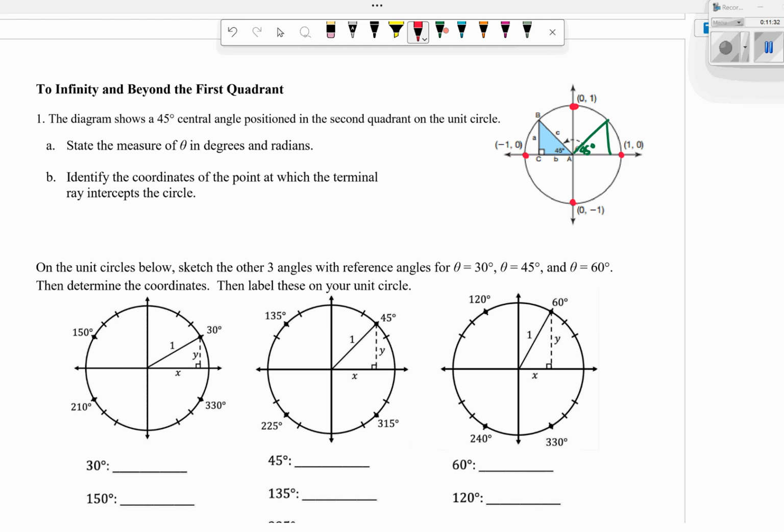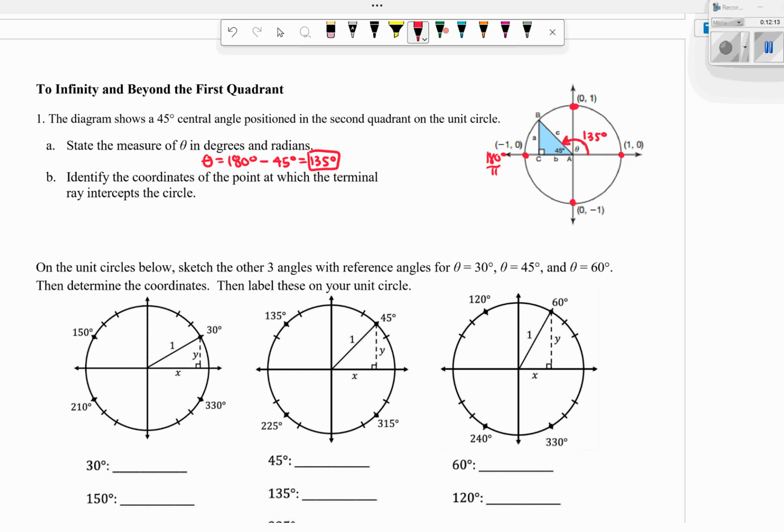first of all. So if we want to figure out what that measure is from the x-axis all the way to here, we're looking for that standard angle. Well, if the reference angle is 45 degrees, we can just take 180 degrees, because remember that's right here, or if it's in radians, it would be pi. So theta equals 180 degrees minus that reference angle, which gives us 135 degrees. So that means that angle theta is 135 degrees.